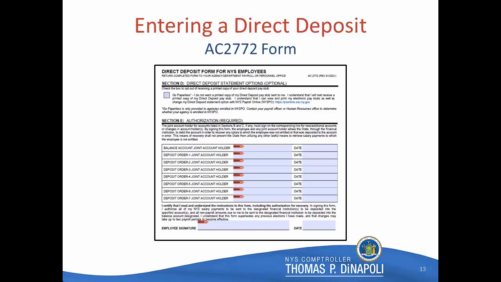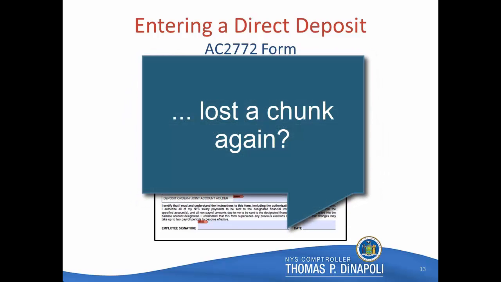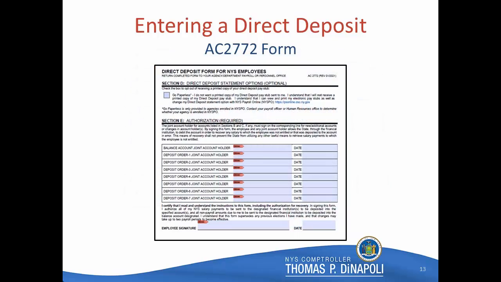Section E is authorization. Again, this is required. If a joint account holder exists for accounts listed in sections B and C, the joint account holder must sign the form in section B of the account in order to recover any salary to which the employee was entitled or that was deposited to the employer.